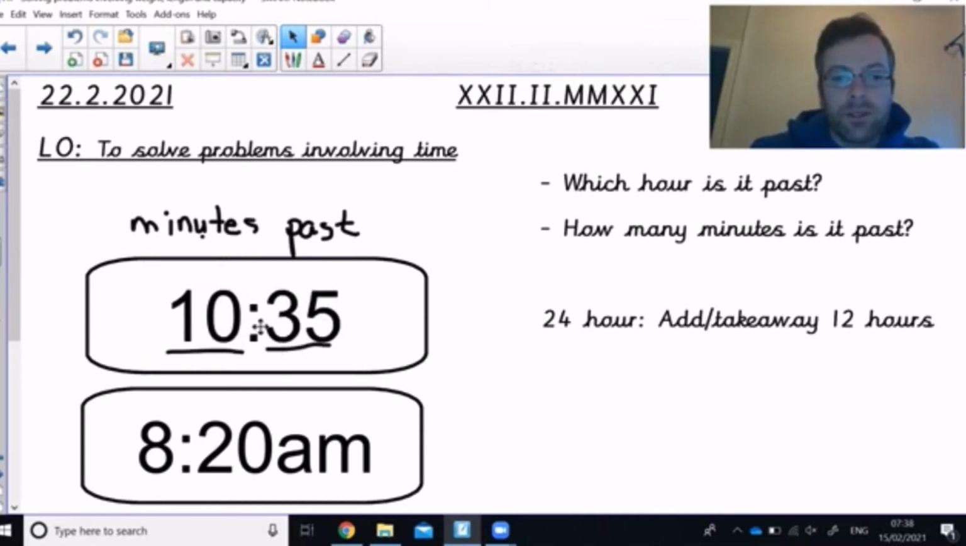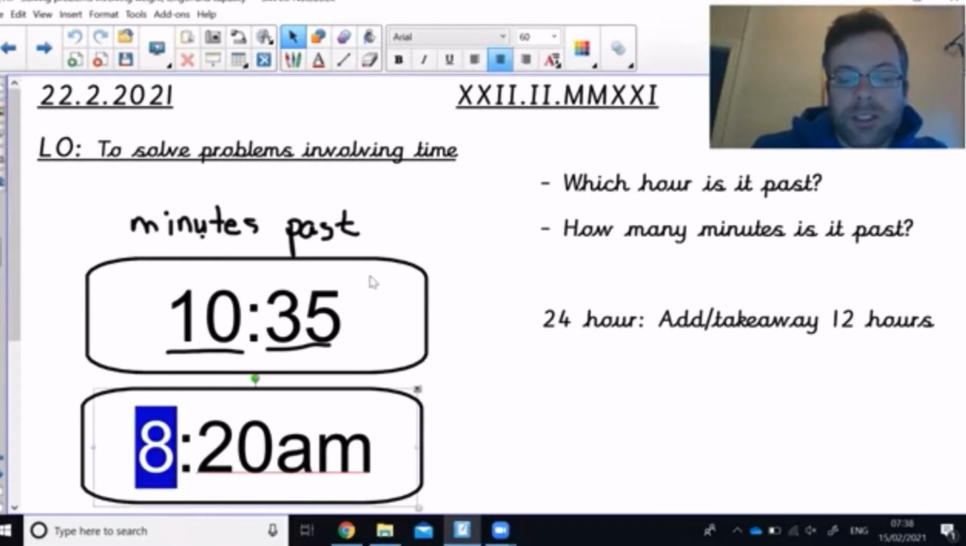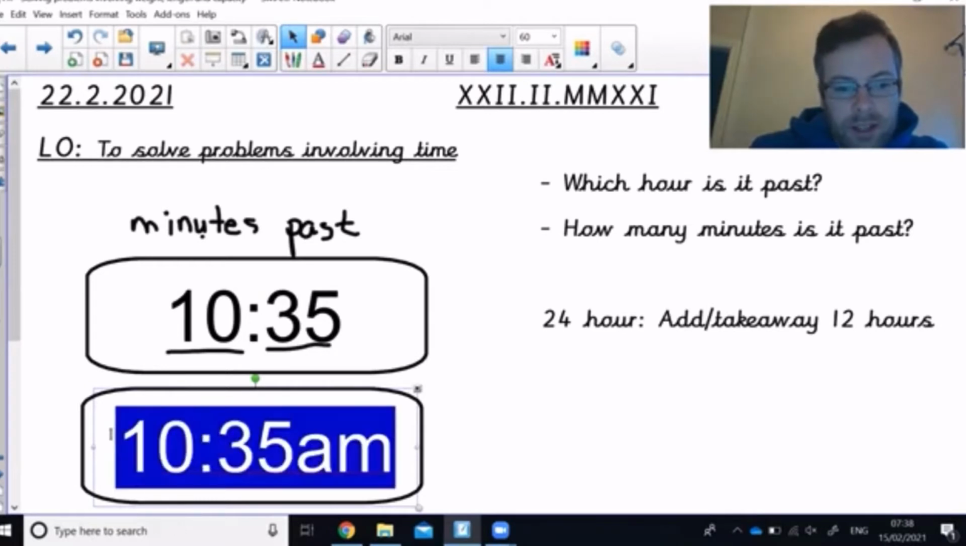So if I had a time that looked like this, 10:35, that would tell me that it's 35 minutes past 10. Now, if that was a 24-hour clock, that tells us that it's in the morning because it's not past 12. 12 o'clock is the middle of the day, so anything after that would be afternoon. So that is going to be 10:35 a.m.